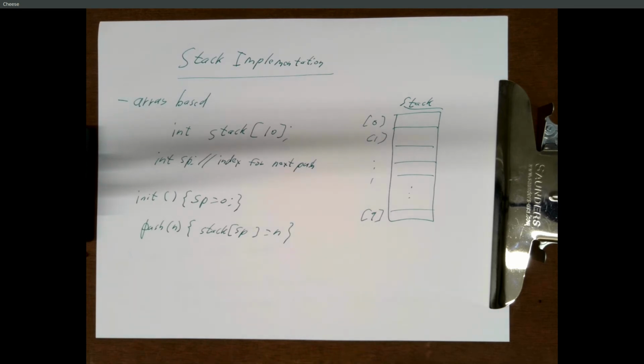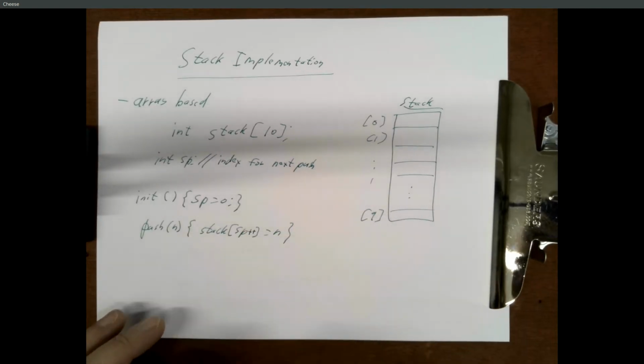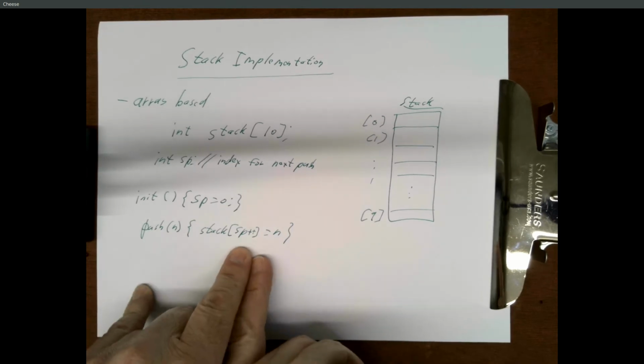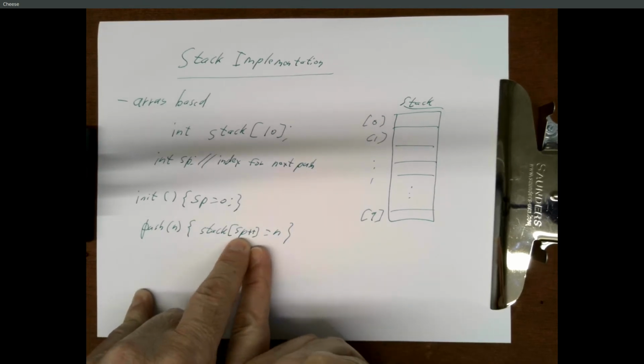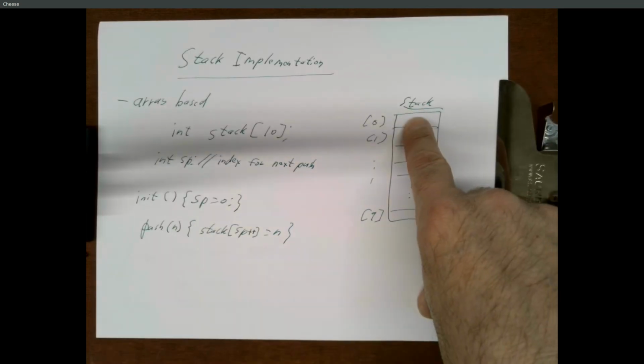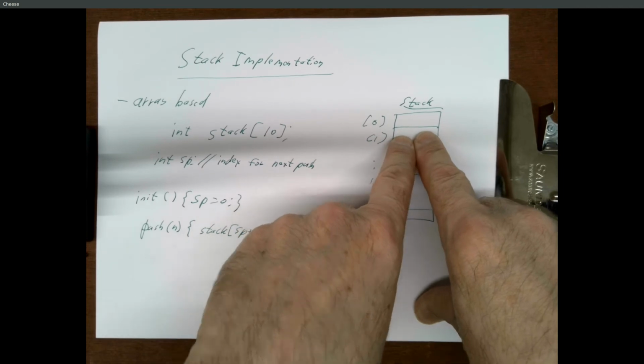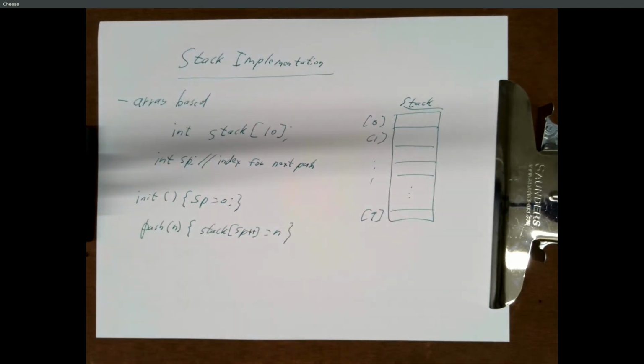My first time I push, I'm going to store at location 0. What do I need to do to SP? Increment it so that the next time I push, I'm going to store at location 1. So I can store at stack SP++. Alright, so post increment: use SP, and then after you're done, increment it. So my first push goes here, and then my stack pointer changes to 1 and says the next push is going to go here. Next push will go in 2, and so on.